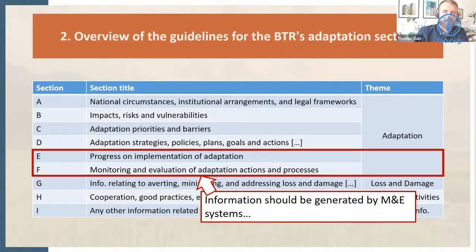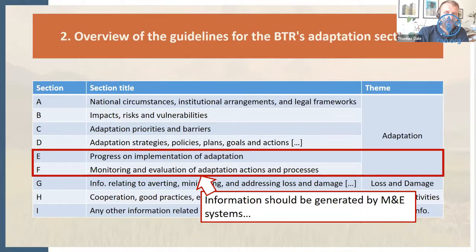And with regards to the actual results, the guidelines in section F, which is requesting the results, are actually quite comprehensive. As well as asking countries to provide information about the observed outcomes and impacts of adaptation actions, the guidelines are also asking countries to provide evaluations of how successful these actions have been, in particular in terms of their effectiveness in achieving the desired result, their adequacy in relation to the climate impacts that they're facing, and also their sustainability over the medium to long term.